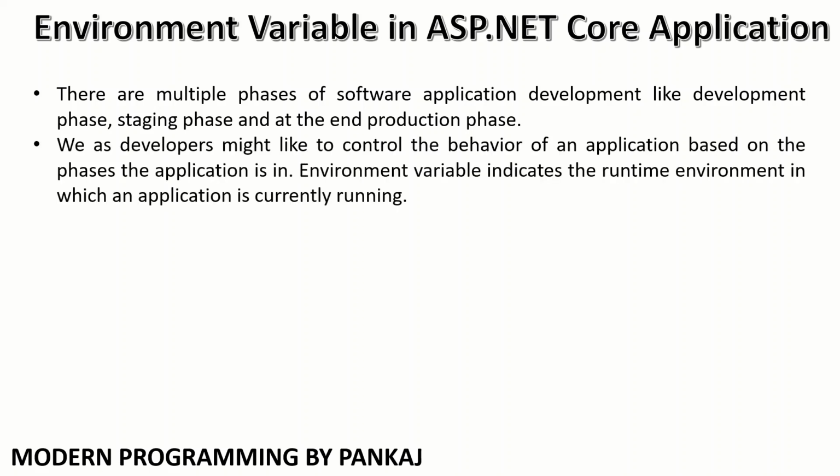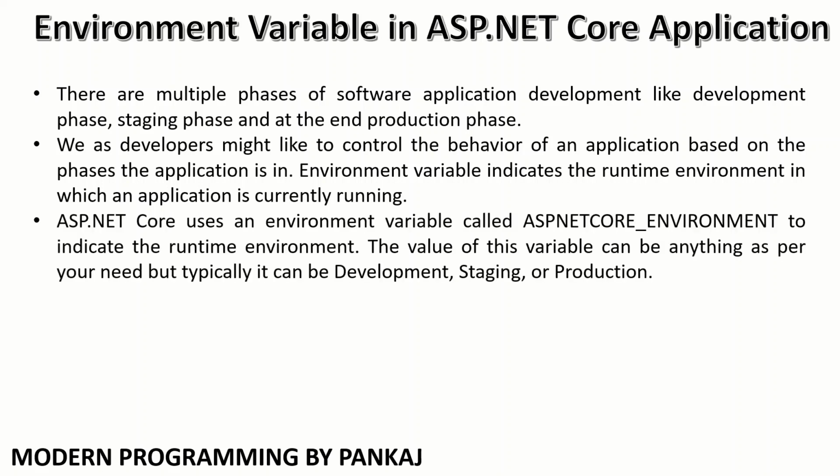As developers, we might like to control the behavior of the application based on the phase that the application is in. An environment variable indicates the runtime environment in which an application is currently running. ASP.NET Core uses an environment variable called ASPNETCORE_ENVIRONMENT to indicate the runtime environment. The value of the variable can be anything as per our need. Typically it can be development, staging or production. So let's flip to Visual Studio and see how we can set the environment variable values.